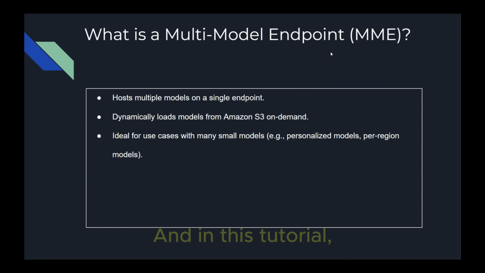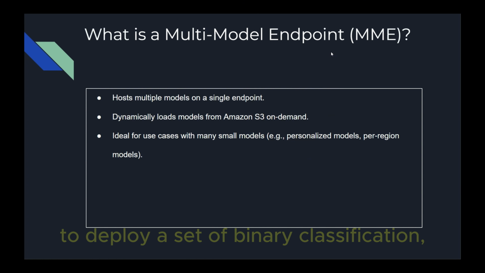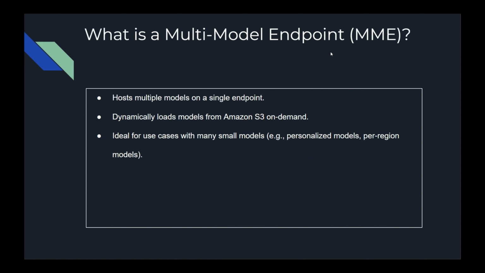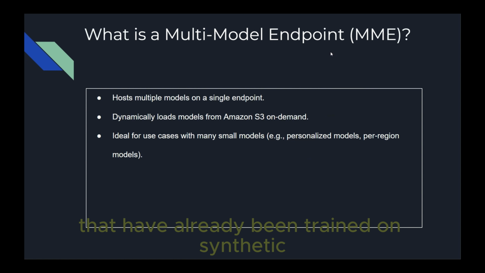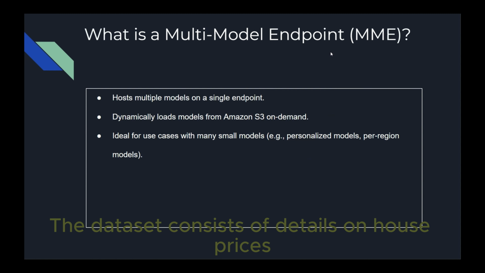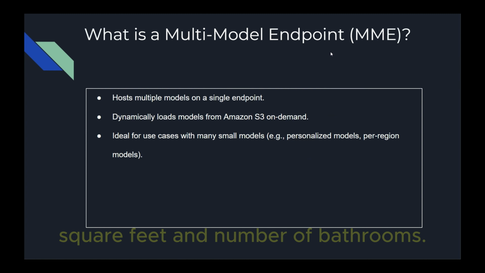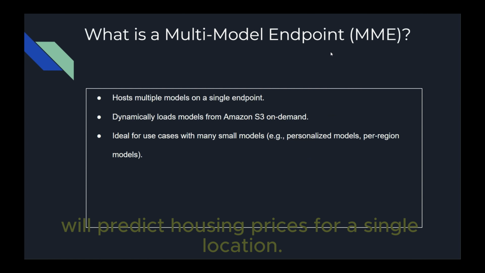region models. And in this tutorial, we are going to be using the SageMaker real-time inference option to deploy a set of binary classification XGBoost models that have already been trained on a synthetic house price prediction dataset. The dataset consists of details on house prices based on features such as number of bedrooms, square feet, and number of bathrooms. And these models will predict housing prices for a single location.